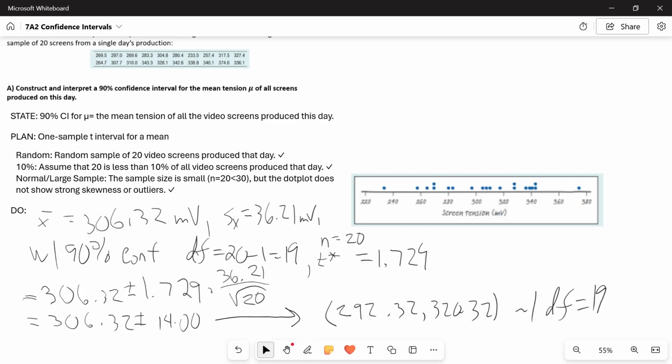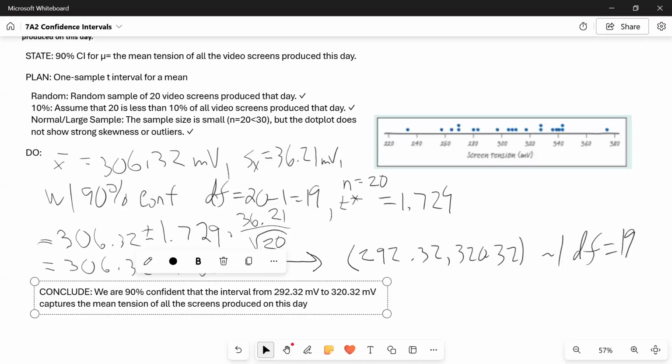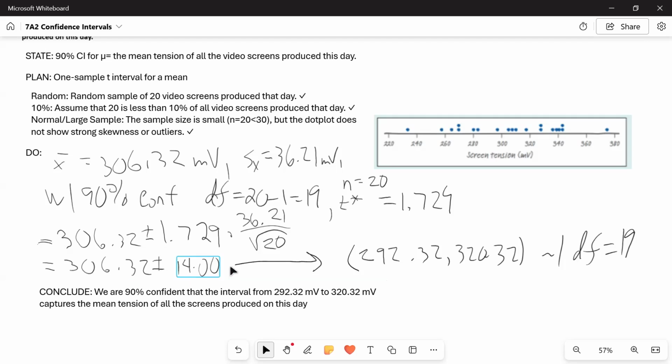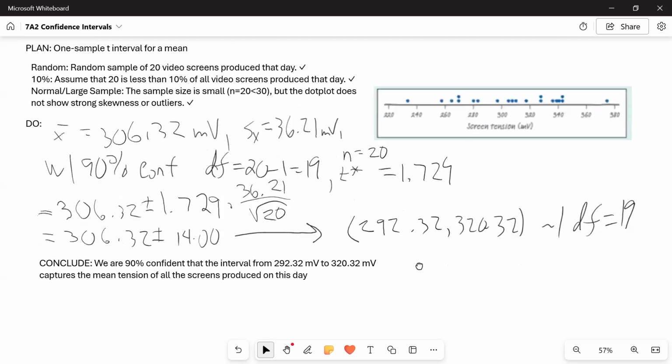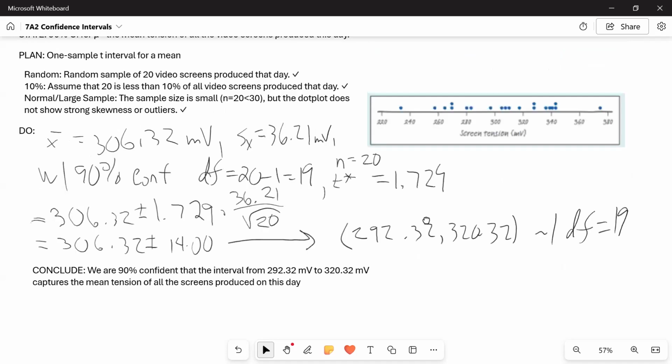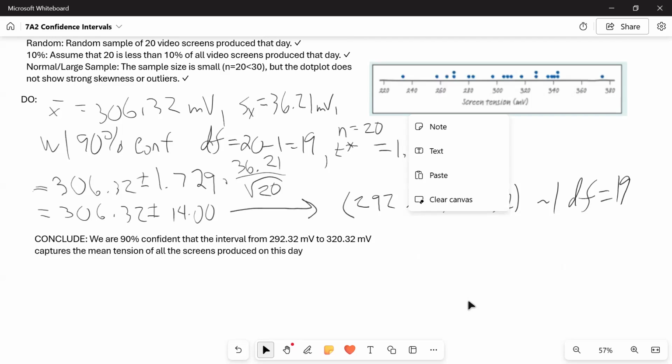So the final and last step we want to do is actually write our conclusion to be able to interpret what this confidence interval is. And so our conclusion is that we are 90% confident that the interval from 292.32 millivolts to 320.32 millivolts captures the mean tension of all the screens produced on this day. So it's very important that you use the confidence level, the confidence interval, and the specific context to answer the question.